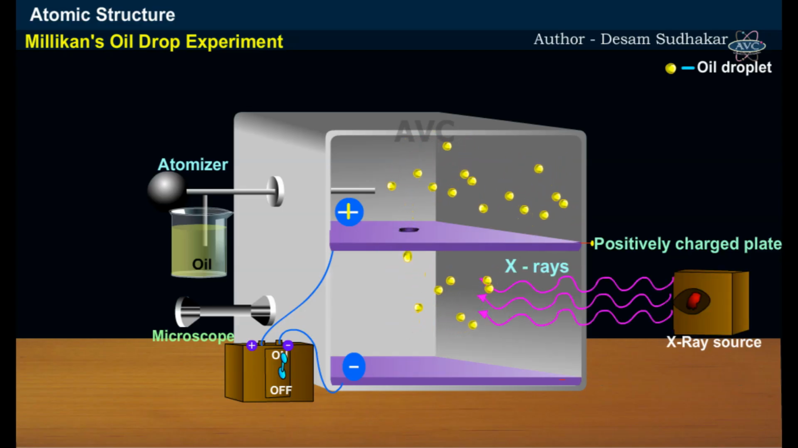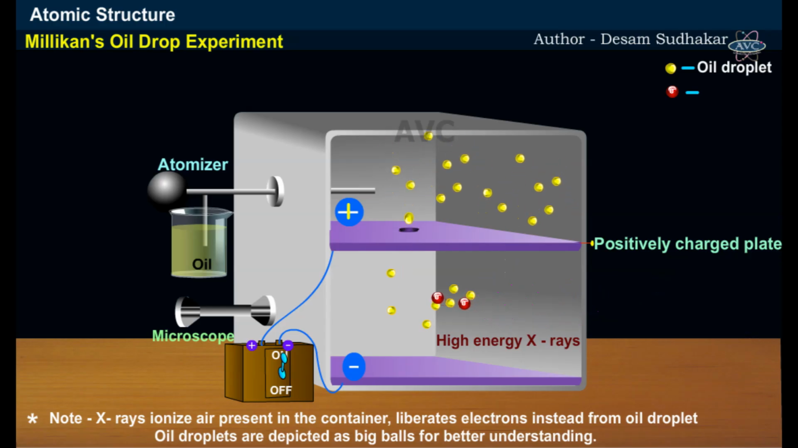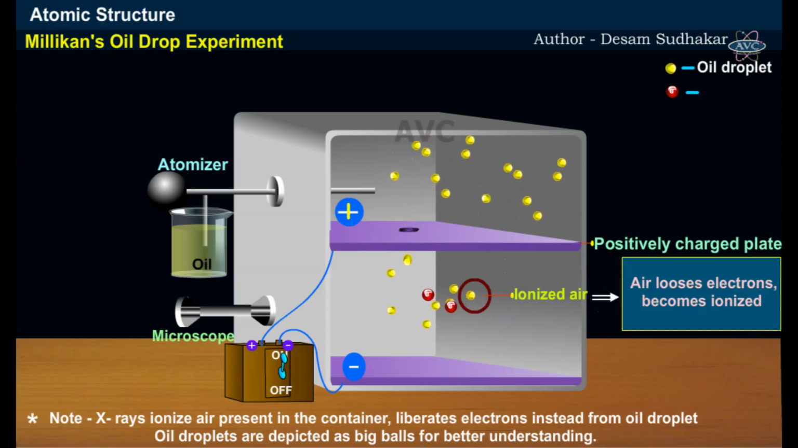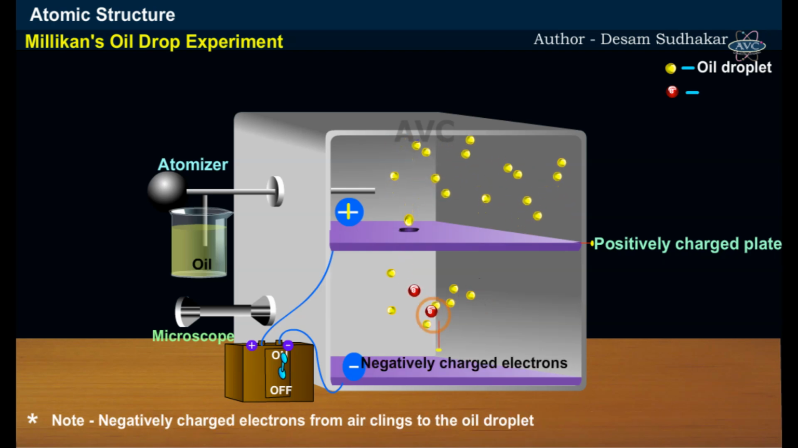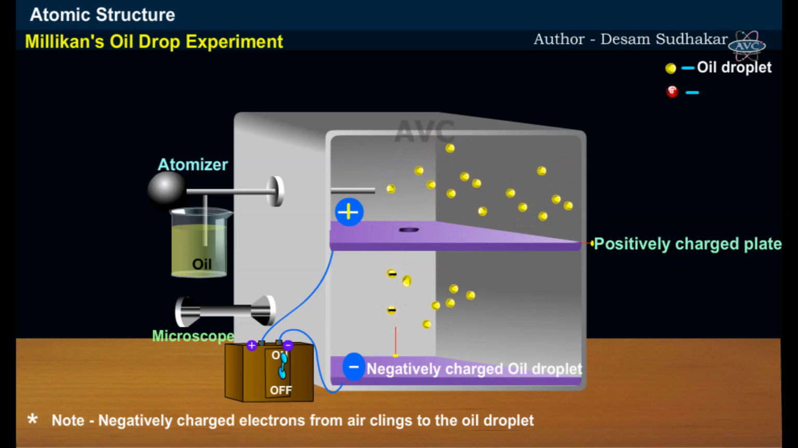Now, X-rays from an external source are made to pass through tiny oil droplets. These energetic X-rays falling on oil droplets remove electrons from the oil droplets and make them ionized. The negatively charged electrons lost from the oil droplets due to ionization cling or get attached to the oil droplets as shown, which makes these oil droplets negatively charged.